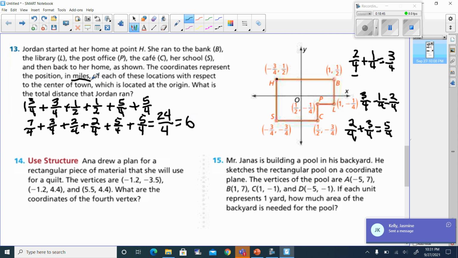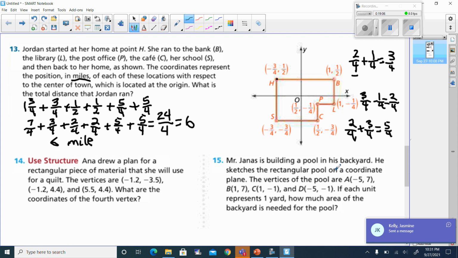We did say everything was going to be in miles here, so she ran 6 miles, or she walked 6 miles. I don't know if she ran the whole thing, but it says that she started at her home. Yep, she did run, didn't she? All right. She ran here, there. Yeah, it looks like she ran 6 miles.